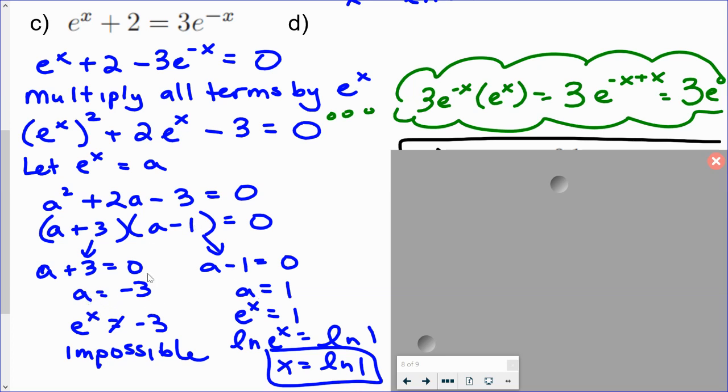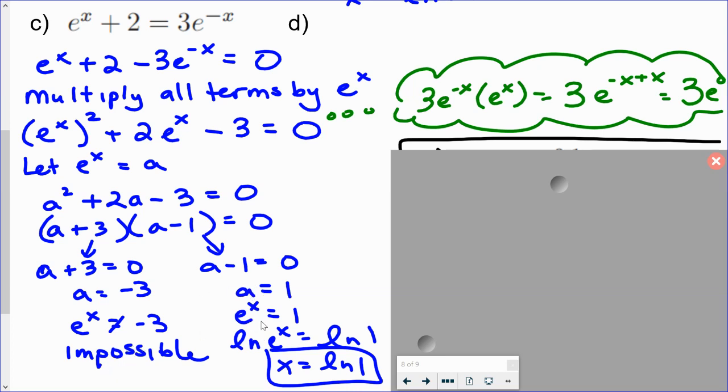However, I get this answer a equals negative 3. But remember, I didn't care about a. I cared about e to the x. So I'm going to replace that a with e to the x. And I know that I can never get a negative value. There's no value of x that can go in for this exponent that can make e to the x equal to negative 3. So this is impossible or inadmissible.